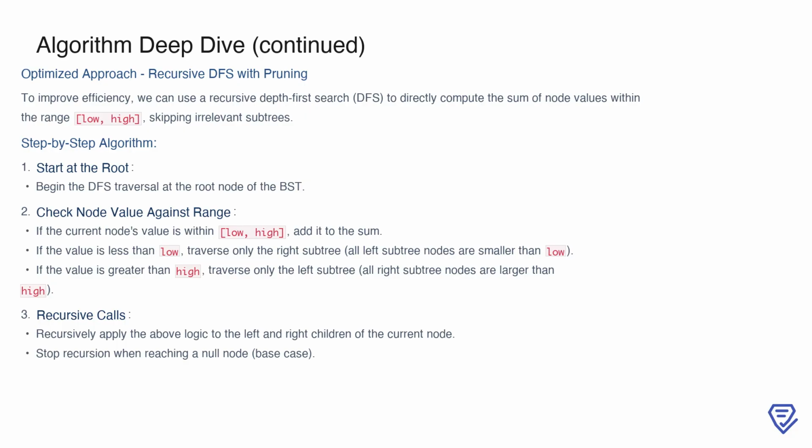If the value is less than low, we know that all nodes in the left subtree are also less than low, so we skip the left subtree entirely and traverse only the right subtree. Similarly, if the value is greater than high, we skip the right subtree and traverse only the left subtree. This pruning process ensures that we avoid unnecessary computation.